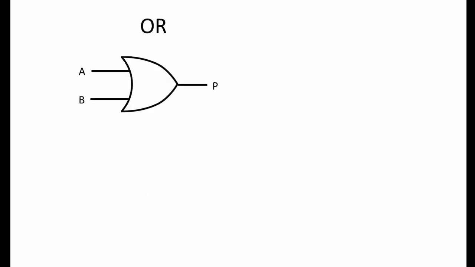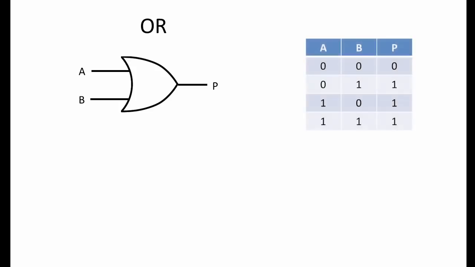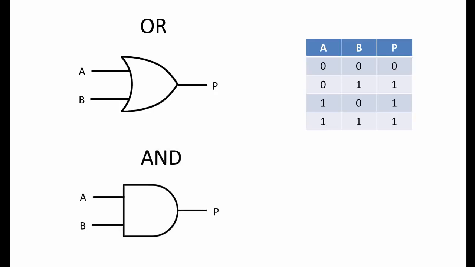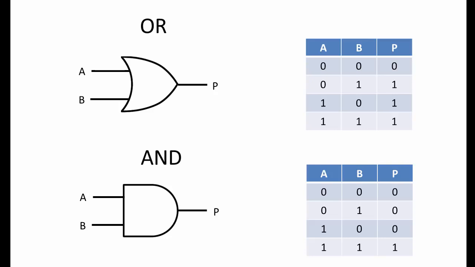Before we consider the construction of SR latches, let's remind ourselves of some fundamental logic gates. This is an OR gate, and this is the truth table that describes its behavior. Any combination of inputs A and B results in a 1 at output P, except when both inputs are 0, in which case the output is 0. This is an AND gate, and this is the truth table that describes its behavior. Any combination of inputs A and B results in a 0 at output P, except when both inputs are 1, in which case the output is 1.